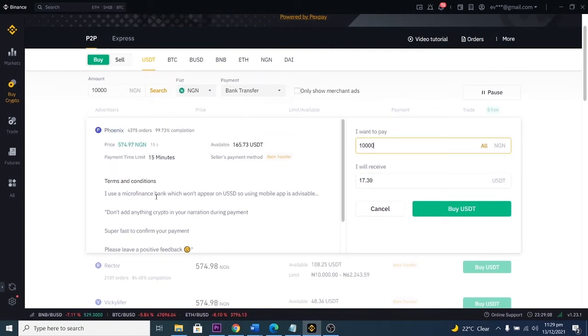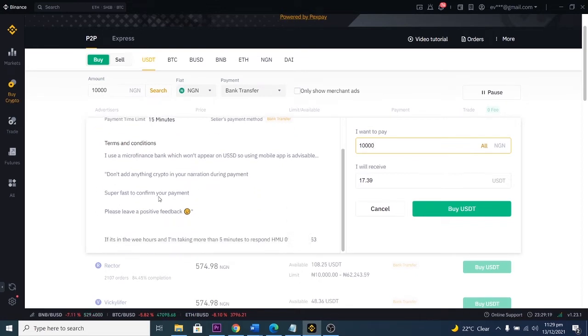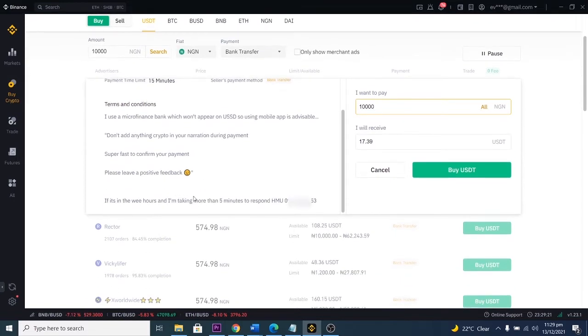So this is the terms and conditions. I use a microfinance bank which won't appear on USSD, so using the mobile app is advisable. Don't add anything crypto in your narration during payment. Super fast to confirm your payment. Please leave a positive feedback. If it is in the wee hours, I may take more than 5 minutes to respond.